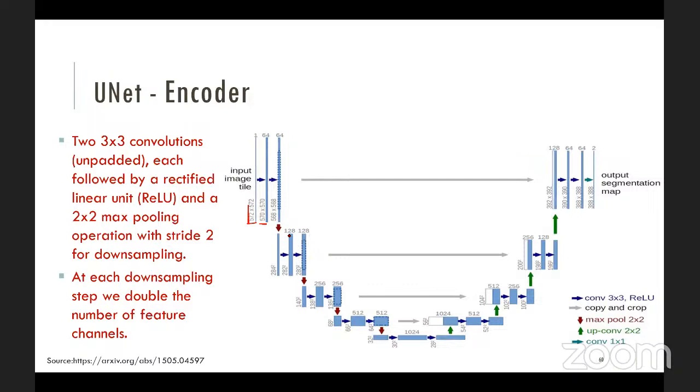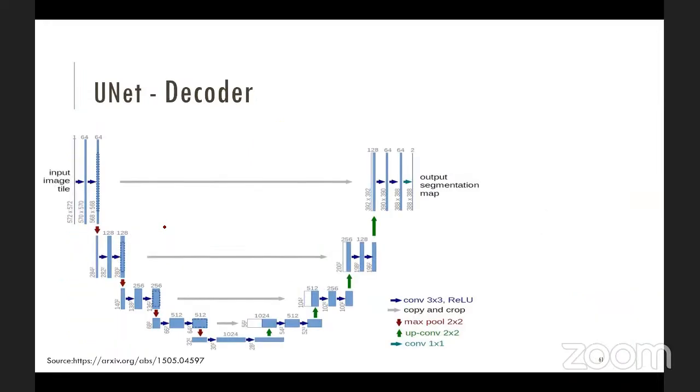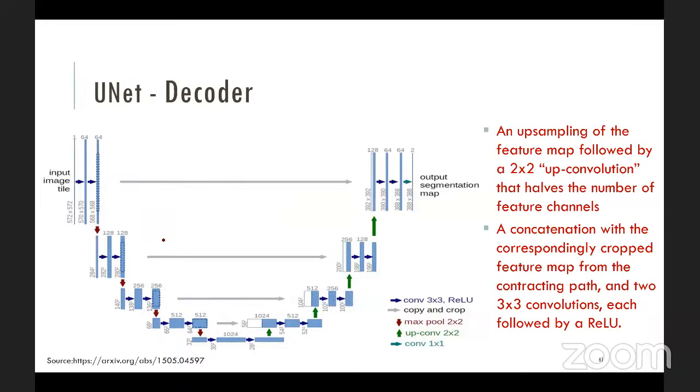And at each downsampling step, we double the number of feature channels. Remember what we are doing? Because our image is becoming smaller and smaller, we want to learn more and more features over there. So we are increasing the number of filters, right? Here you can see that in the first layer, we are using 64 filters, then 128, then 256, then 512, like that.